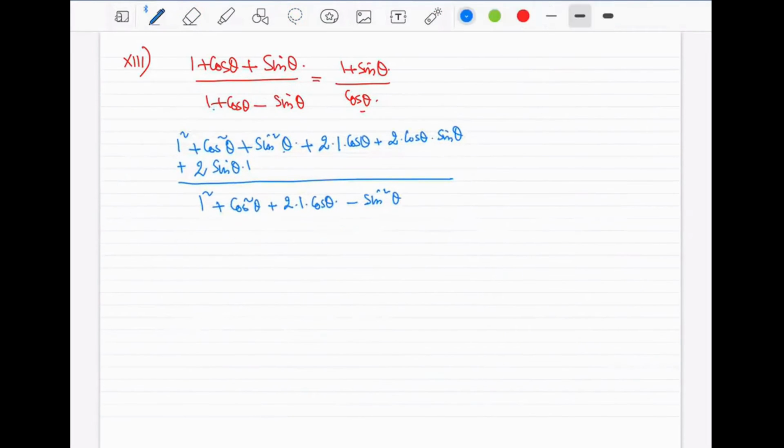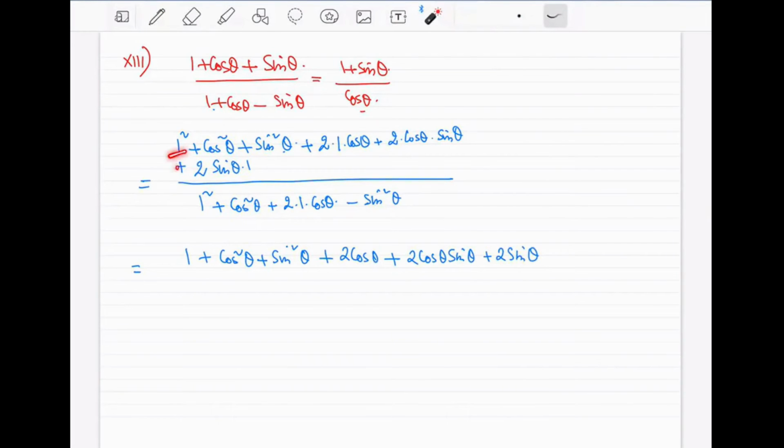All right. Okay, let's combine together the square first, and then we will keep the remaining. 1 square, we will just keep it as 1. Cos square theta, we will keep it same unchanged. Sine square theta, 2 cos theta sine theta plus 2 sine theta. Okay, I'm just multiplying them. 1 square is 1. This remains the same. This remains the same. These have been multiplied. 2 and 1 is 2 cos theta. And this is 2 cos theta sine theta. And these 2 sine theta and 1, they are multiplied.